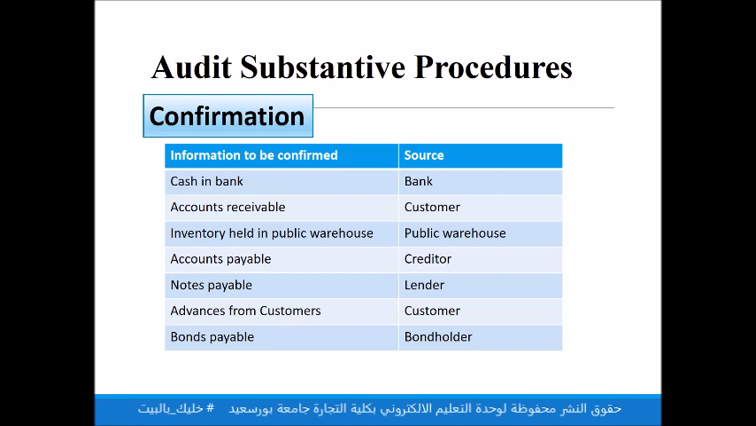So it is the auditor's responsibility to confirm accounts receivable, and he can do so from the customer. He can confirm the accounts receivable amount from the customer. This procedure, confirmation, is also useful in verifying many other types of information such as cash in bank. Cash in bank can be confirmed from the bank. Accounts payable can be confirmed from the creditor. Notes payable can be confirmed from the lender. Advances from customers can be confirmed from the customer. Bonds payable can be confirmed from the bondholder, and so on.